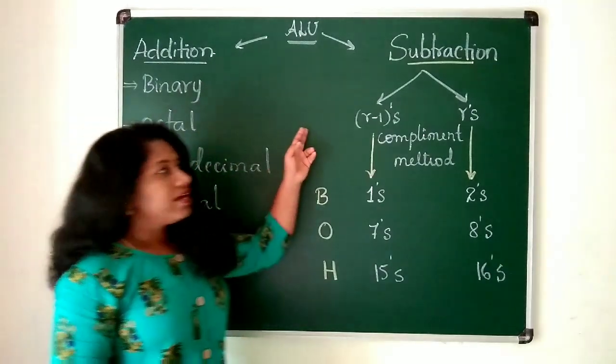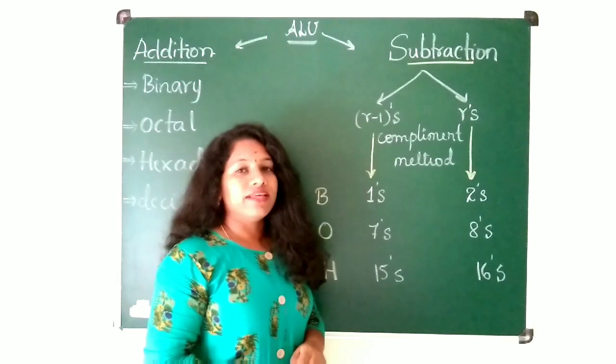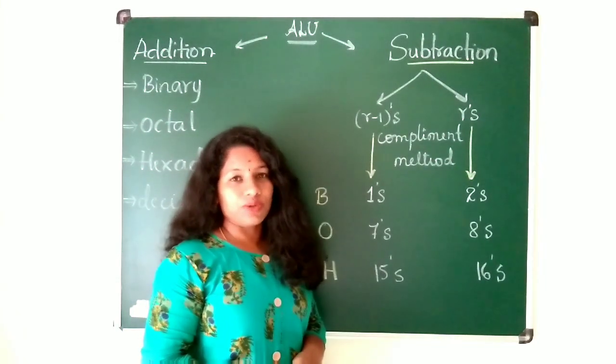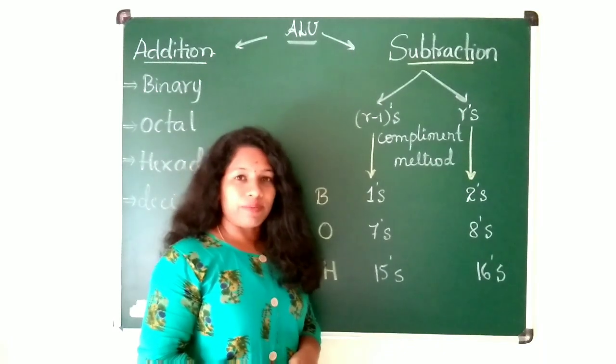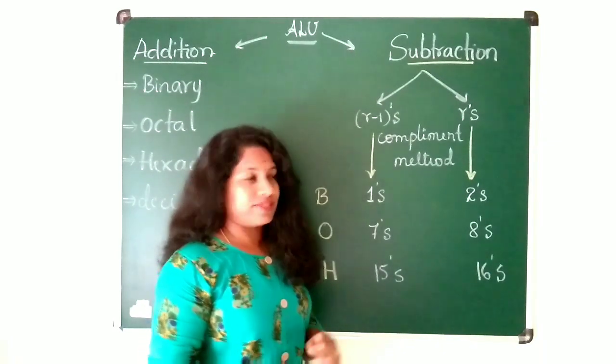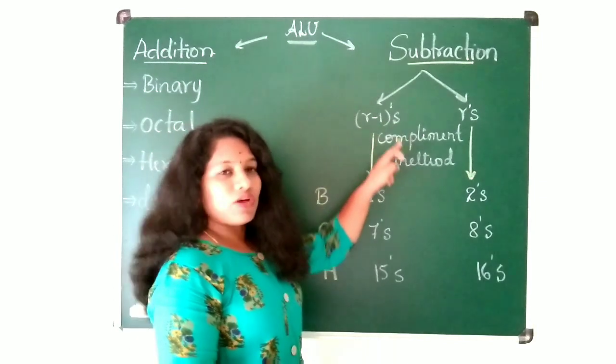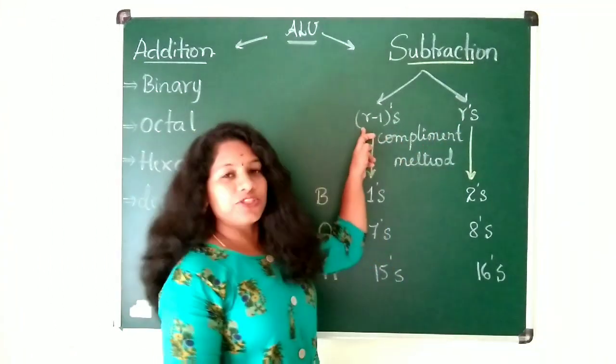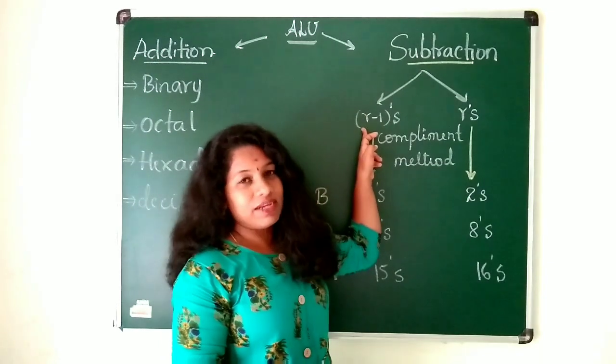And then when you come to subtraction, there is no subtractor circuit in the ALU, so we will be carrying out the subtraction process in two ways, that is R-1's complement method and R's complement method. Here R refers to the radix value of the number system.